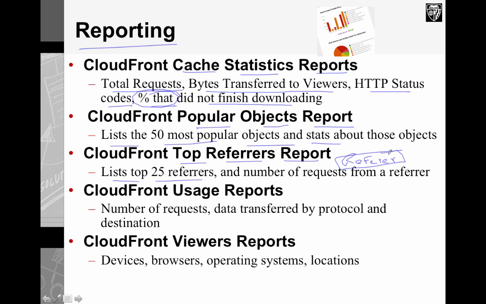There's also usage reports: number of requests, data transfer by protocol and destination. And also the viewers report that gives you all the devices that are coming in, the various kinds of devices, the browsers, the operating systems, and locations. So you can see whether your users are primarily using Internet Explorer, or primarily using Windows, or primarily using Firefox, primarily using Mac, or what the breakdown is. All those pieces of information are also available through reports.